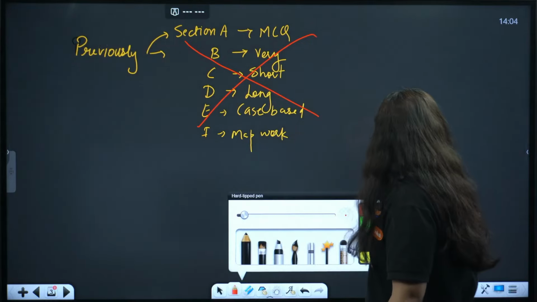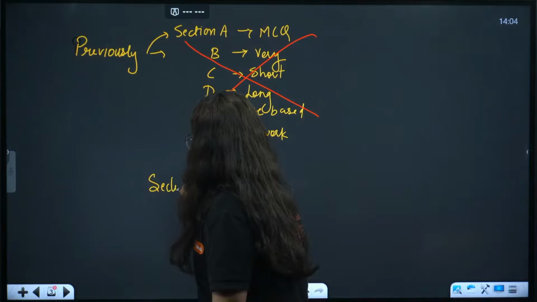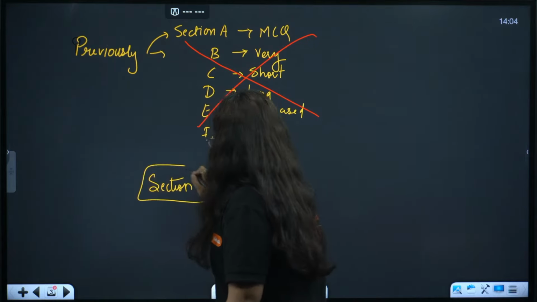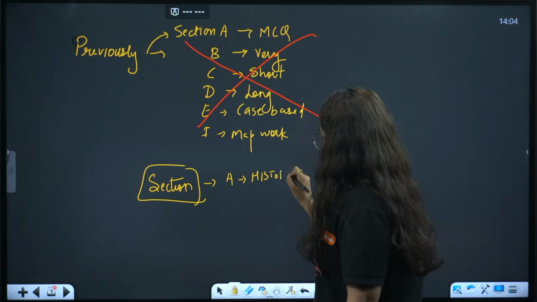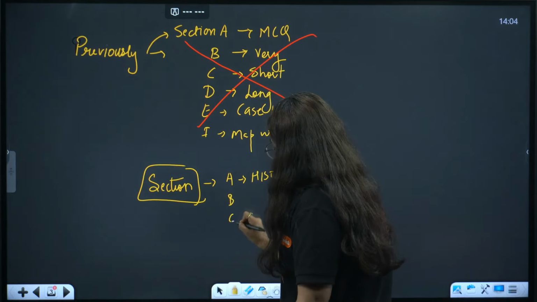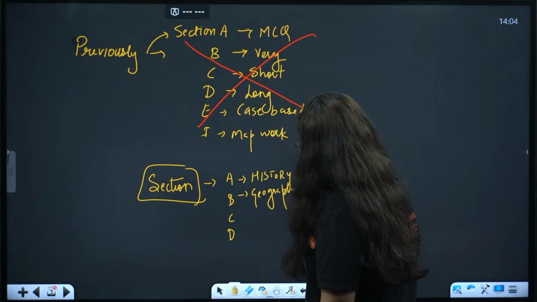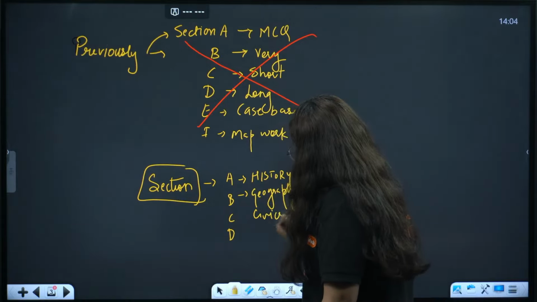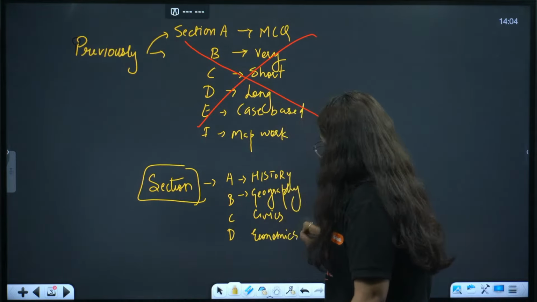Rather, the pattern followed now is such that your sections are divided on the basis of books. For example, your Section A starts with history, then you have B, C, D, then you have geography, then civics, and at last you will have economics. So this is the pattern in which your exam is going to come. Now, are you ready to solve the sample paper?